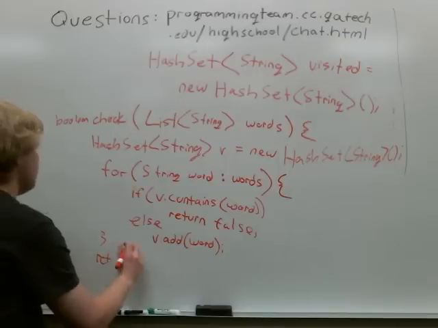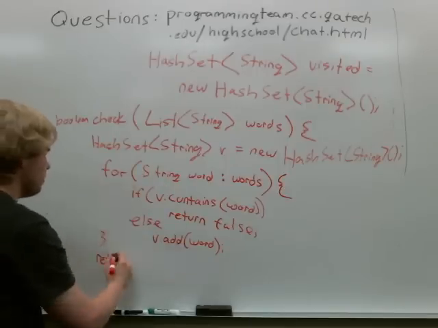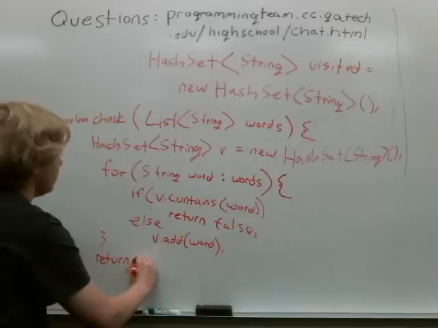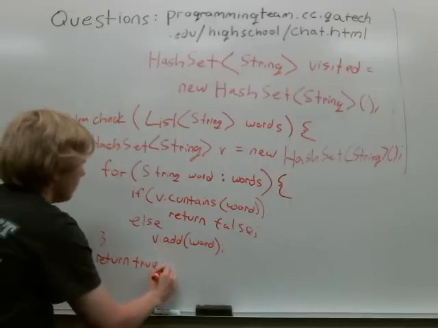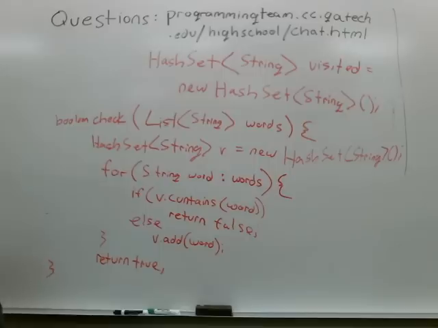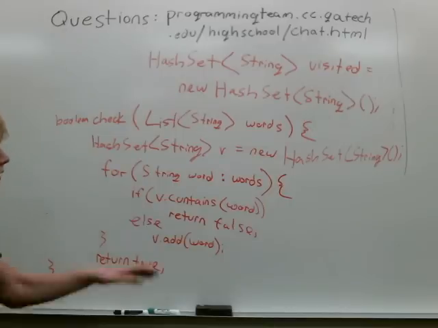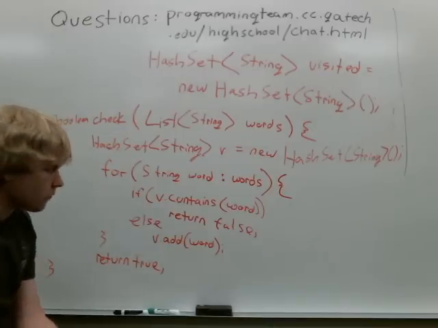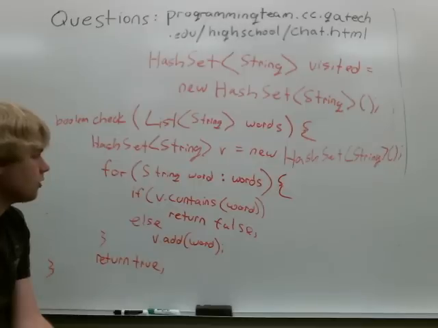At the end, if we didn't see any duplicates and we got all the way through the list, we want to return true because the game is valid. There weren't any duplicates. And so this is how you could write a really simple method to check if something like the alphabet game or any list of strings has duplicates in it. And that's all there is to it.